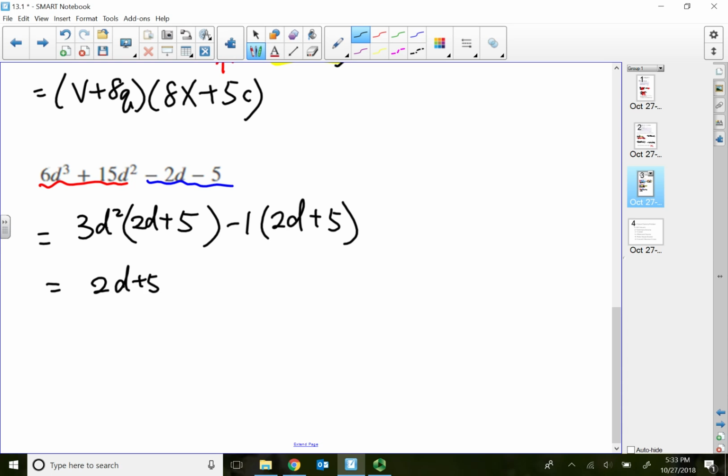Let's factor that out. So what's left for my first term? 3d squared. What's left over for my second term? Negative 1. And that's my answer.